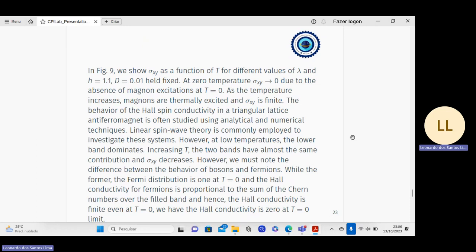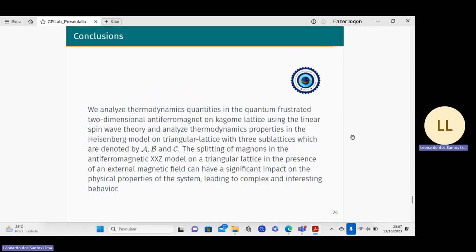However, we must note the difference between the behavior of bosons and fermions. While for fermions the distribution is one at zero temperature, the Hall conductivity for fermions is proportional to the sum of the Chern numbers of the filled bands, hence the Hall conductivity is finite even at zero temperature. For bosons, we have the Hall conductivity zero in the zero temperature limit.